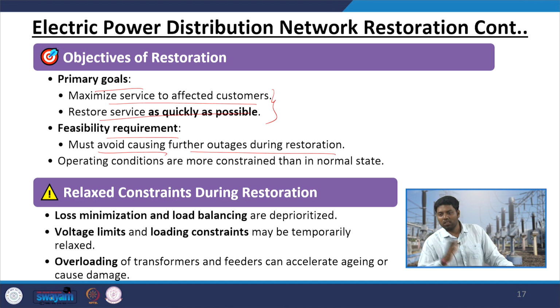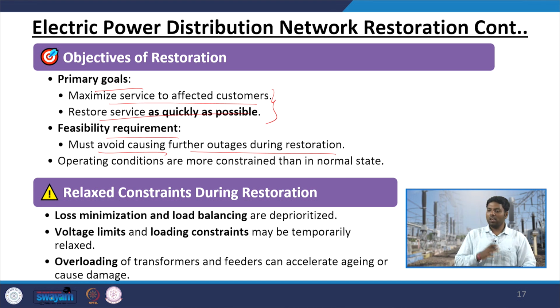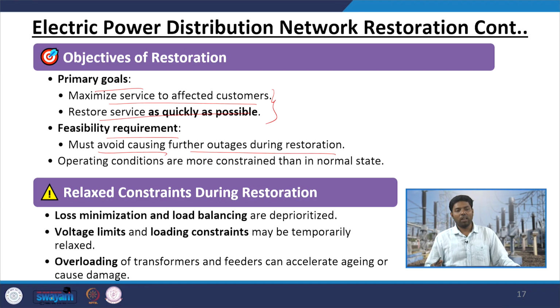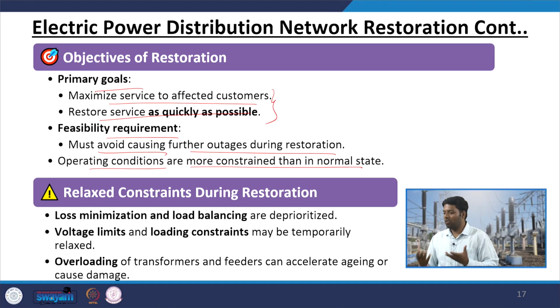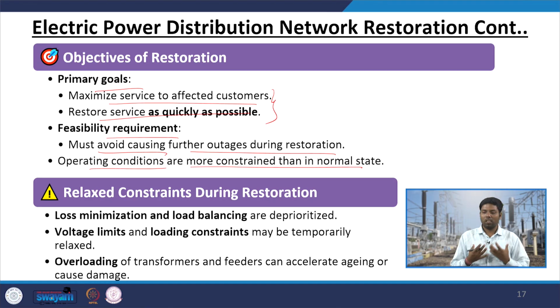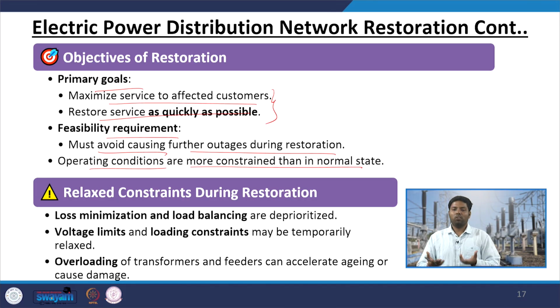So, you have to consider that if you are rerouting your path, then other equipment taking the responsibility of that extra power should not be overburdened or go into a fault condition. Operating conditions are more constrained than in the normal state, because a few of your system facilities are going out of order. So, other parts of the system have to take the responsibility. That means the system conditions are becoming more and more stressful.